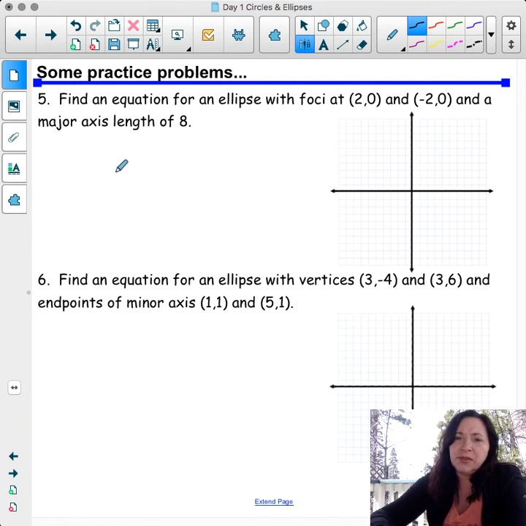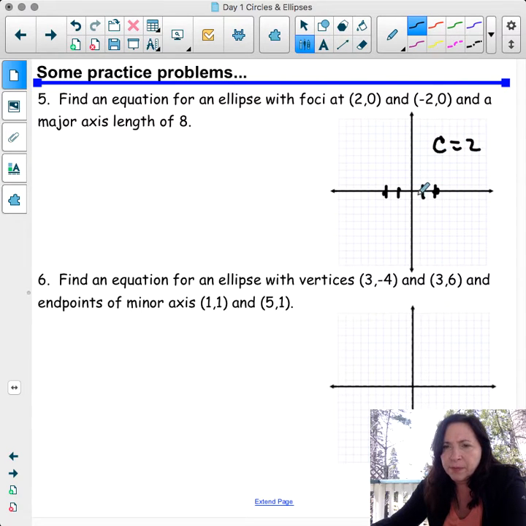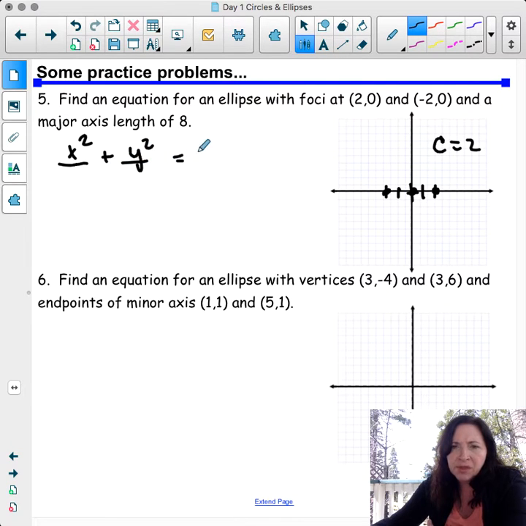For this one, the problem says find an equation of an ellipse that has foci at (2, 0) and (-2, 0). If I graph (2, 0) and (-2, 0), those are my c values, which means c is equal to 2. The focal values are always on my major axis. That also tells me two things. Number one, because they're equally distant apart, my center is at (0, 0). So I can start writing my equation: x squared plus y squared is equal to 1.